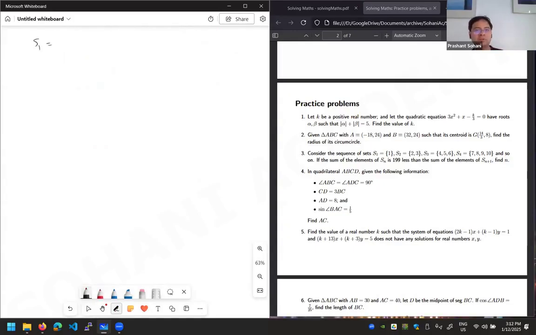Okay, so this question 3 was very similar to some of the questions we had already done previously related to triangular numbers and things like that. You see that this S1, S2, S3, the number of terms is increasing by 1 every time. So basically the nth set, Sn, will have how many terms? It will have n terms, right?